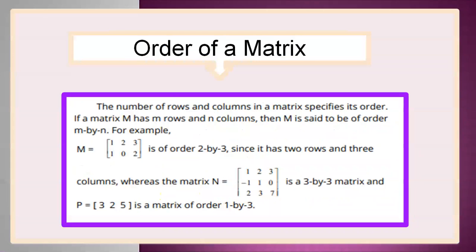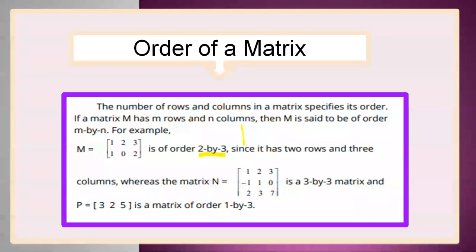Okay, one more term, that is the order of a matrix. What is it? It is according to rows and columns. How many rows, how many columns? This will give you the order of a matrix. Let's suppose I have a matrix M. How many rows do I have? 2 rows. How many columns do I have? I have 3 columns. We know the vertical lines are columns. So how can I write the order? 2 by 3.